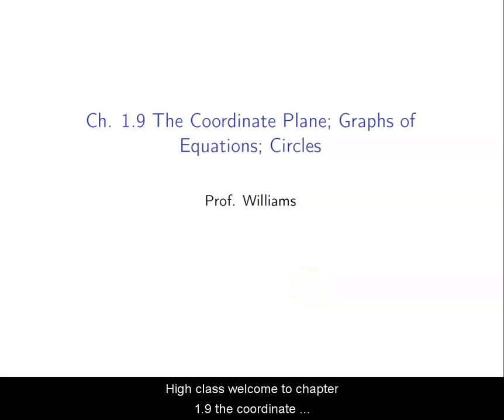Hi class, welcome to chapter 1.9, the coordinate plane, graphs of equations, and circles. So this is where we're going to start talking about graphing, basically. Looking at equations as they pertain to their graphs, and just all the different aspects of graphing. So graphing is very, very important.